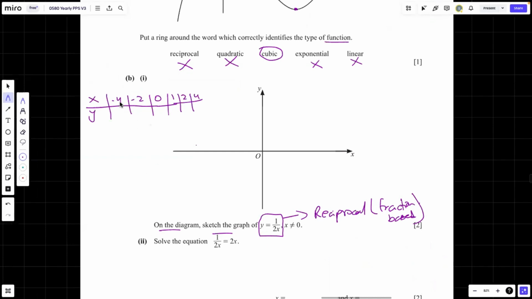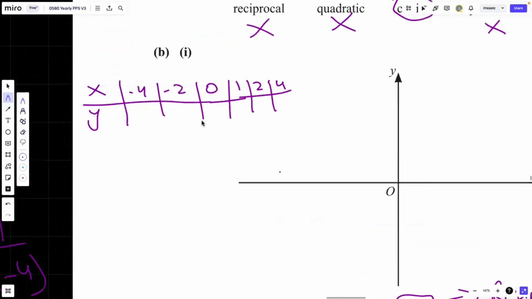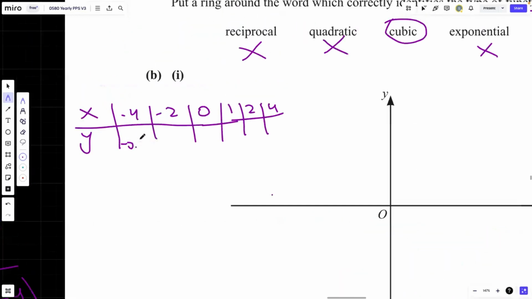So when you plug -4 in this equation, 1 over 2 times -4, I'm doing this on the calculator to check the answer. I'm plugging -4 in place of x. I'm getting a negative 0.